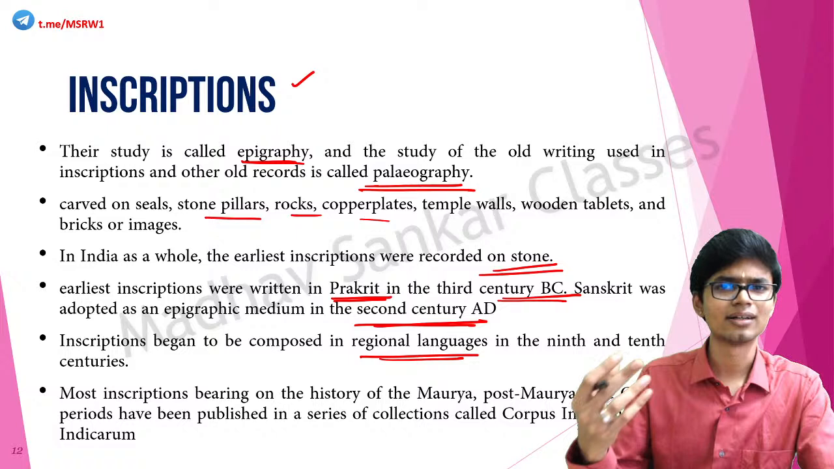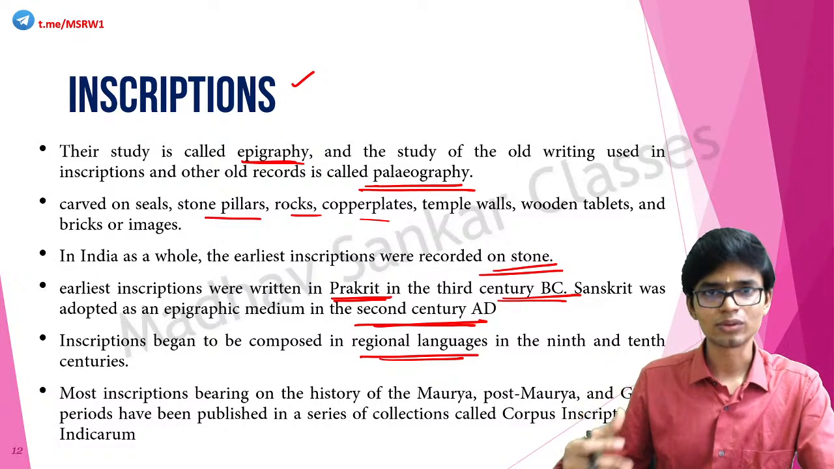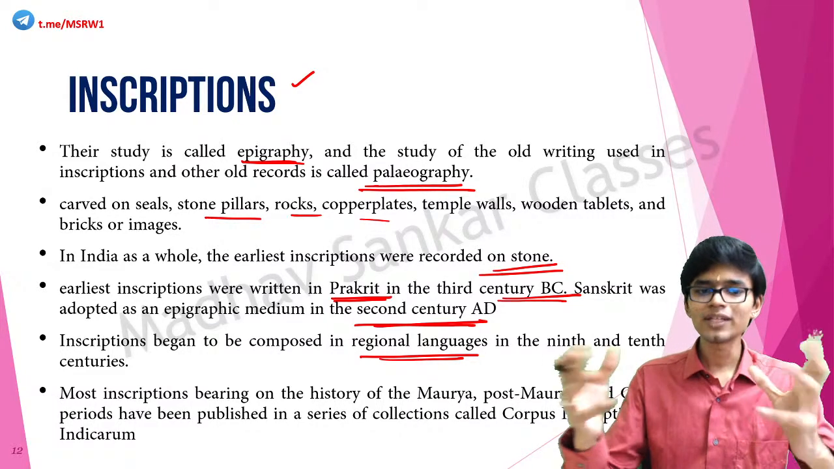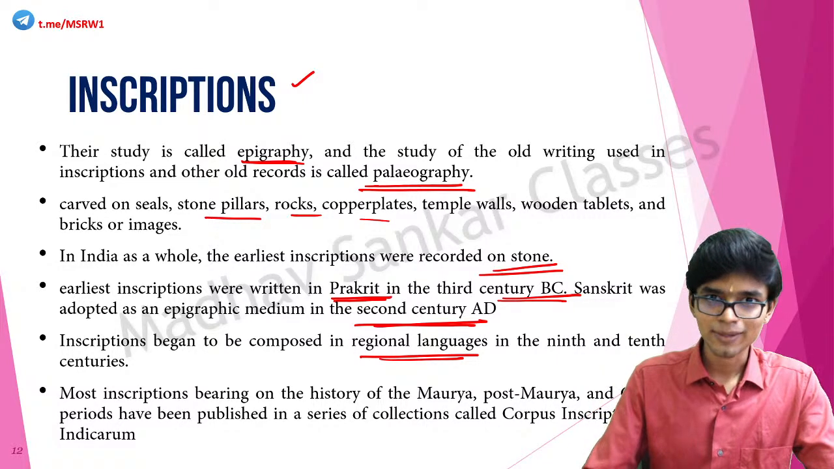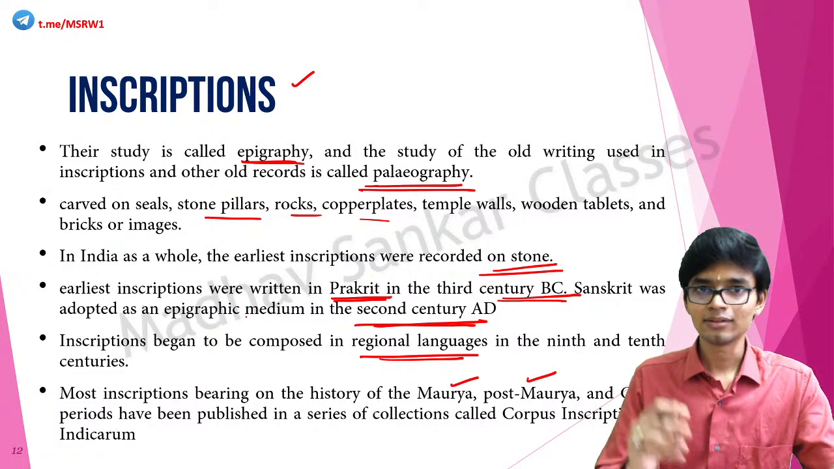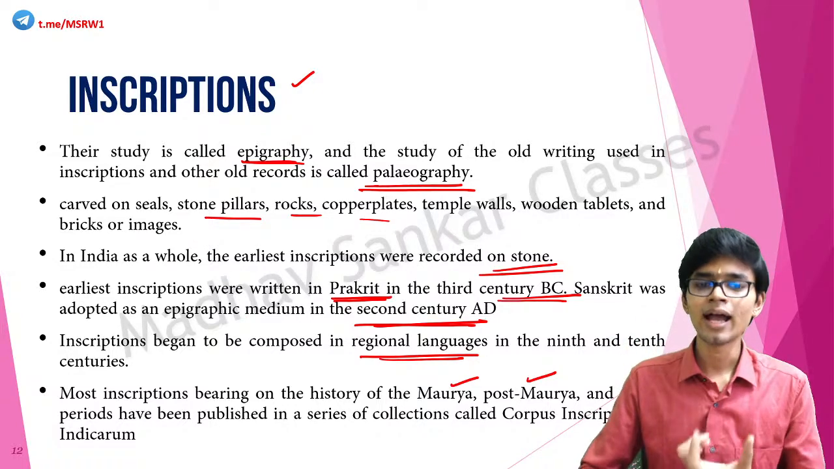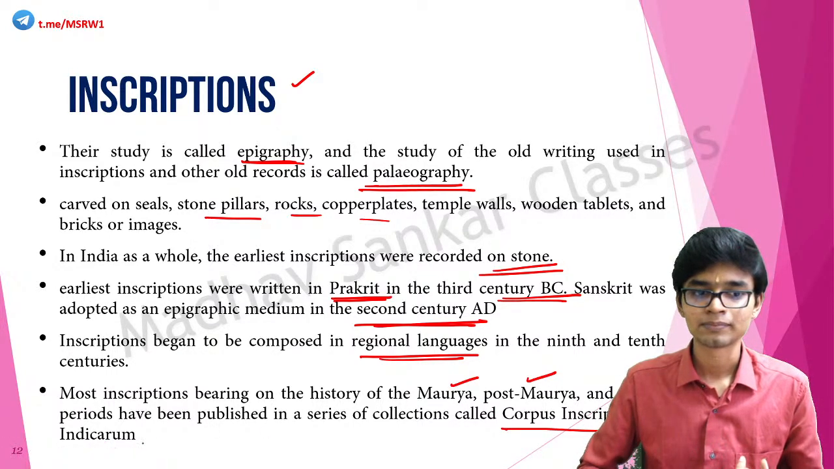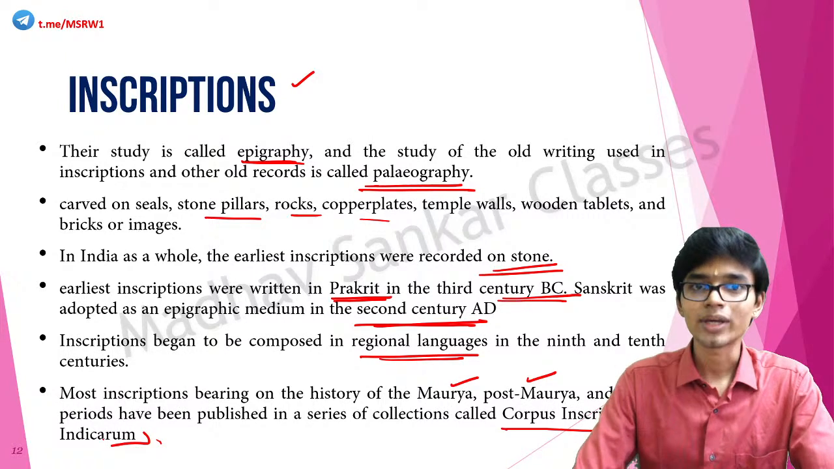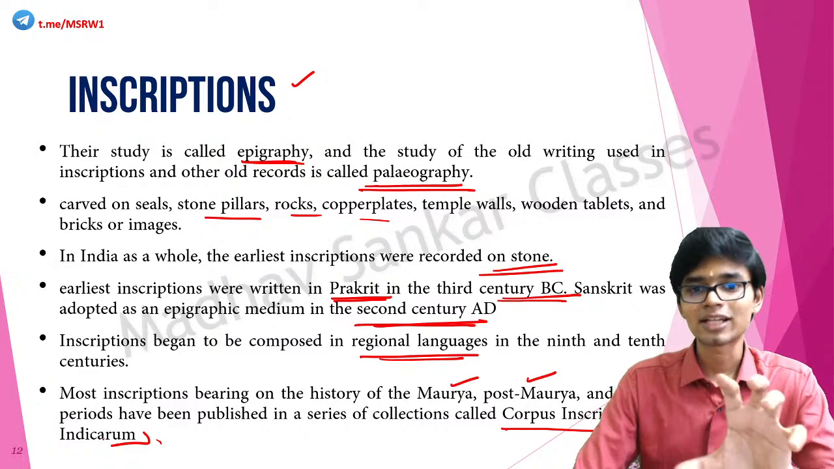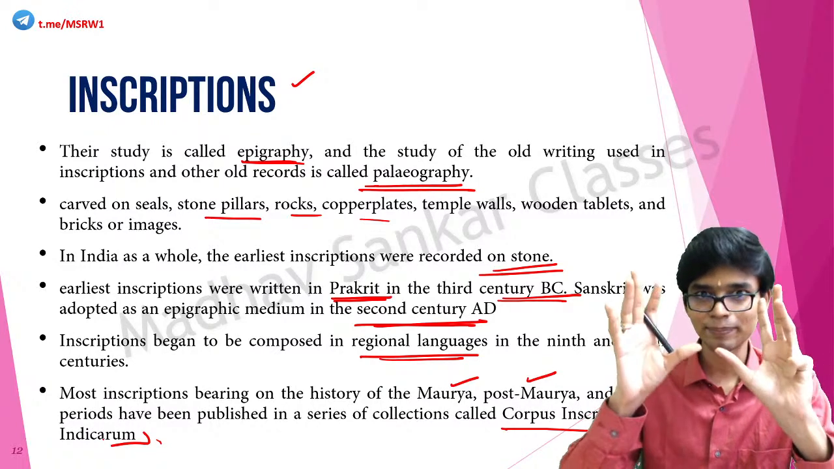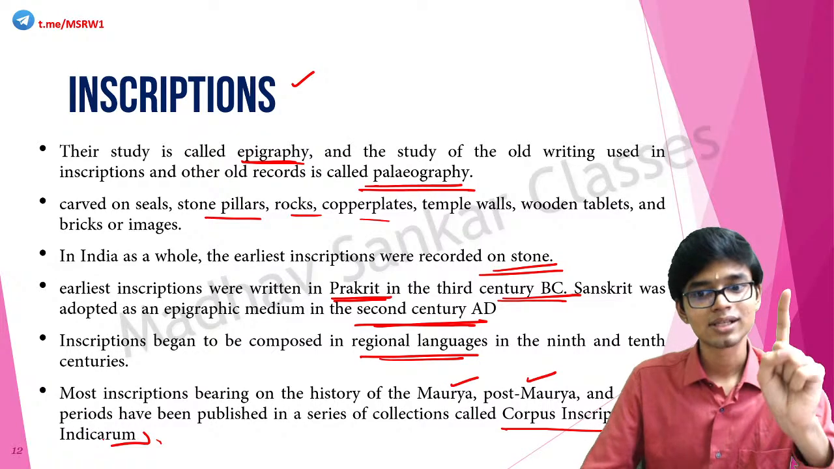Languages like Telugu, Tamil, Kannada started to evolve a bit more, and we come across a lot of regional language inscriptions. Most of the inscriptions that we come across bear on the history of Maurya, post-Maurya, and Gupta periods. These were collected together and put into a series of collections known as Corpus Inscriptionum Indicarum. This is a collection of inscriptions of 3 major periods in Indian history: Mauryas, post-Mauryas, and Guptas.